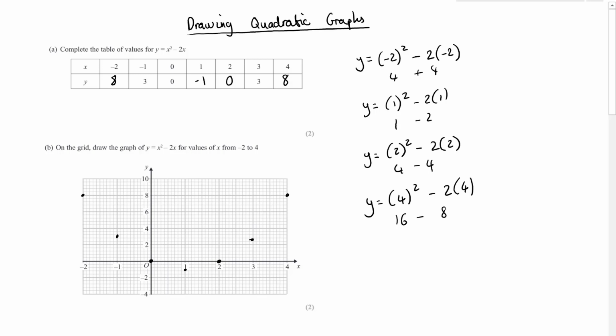Okay, and now we want to draw this, so we're going to have to join up these dots as accurately as possible. So try and get through every dot and try and make it a smooth curve, and it should look something like that. Maybe you could do a little bit better, but around this is completely fine.